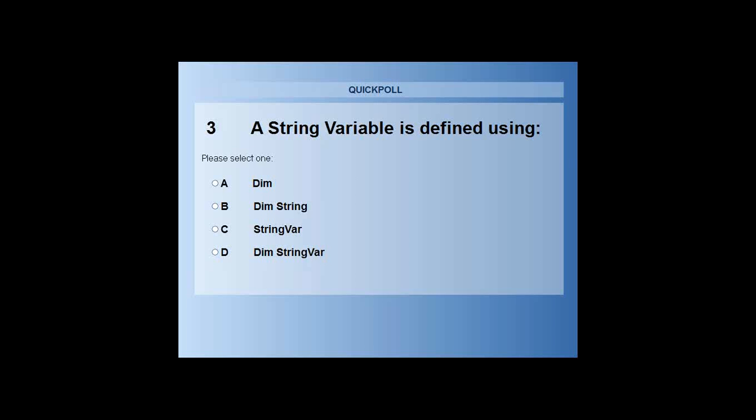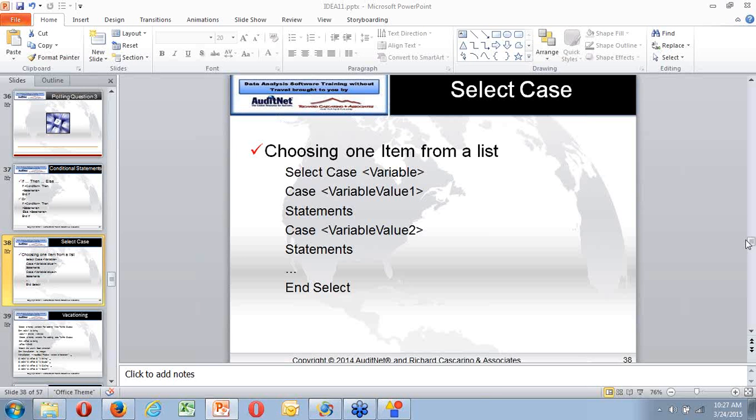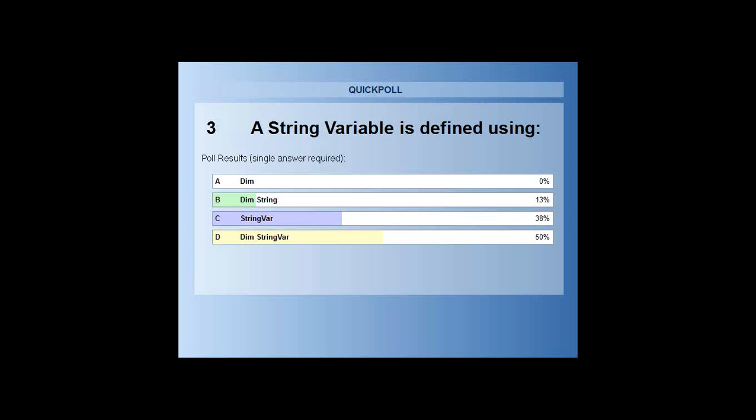And we'll close it and share the results. And most people have gone for dim string variable. You're right that a string variable is how it would be defined, but to do the definition you're going to have to say dim. This dimension is a string variable.